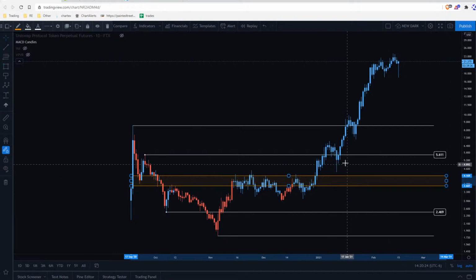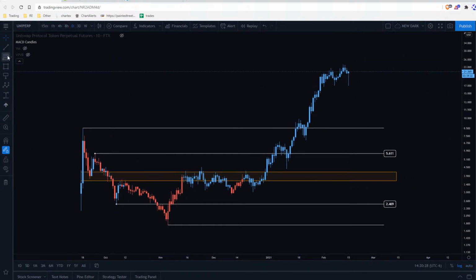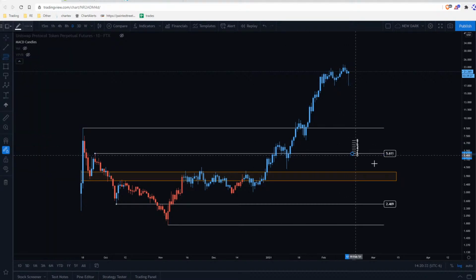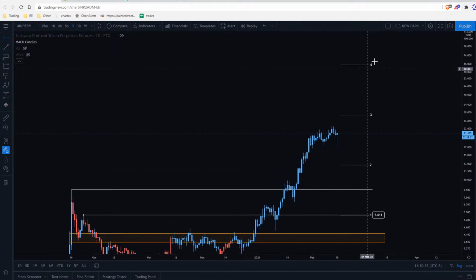Almost got the retest of it there. So it looks good for expansion. What are we sitting at right now? We're almost to the second target. Man, this thing could run to 66 bucks. That's crazy.